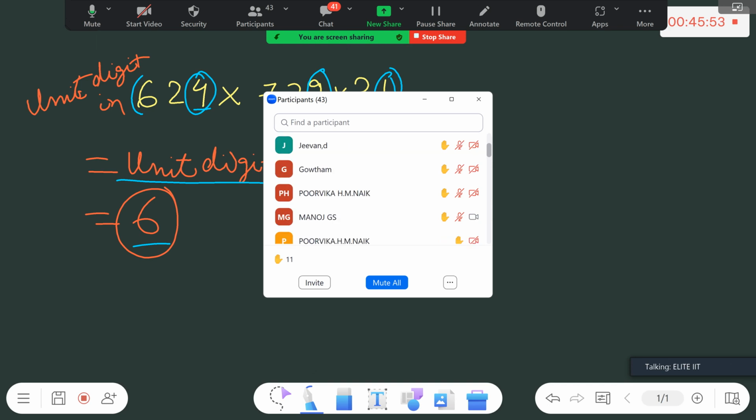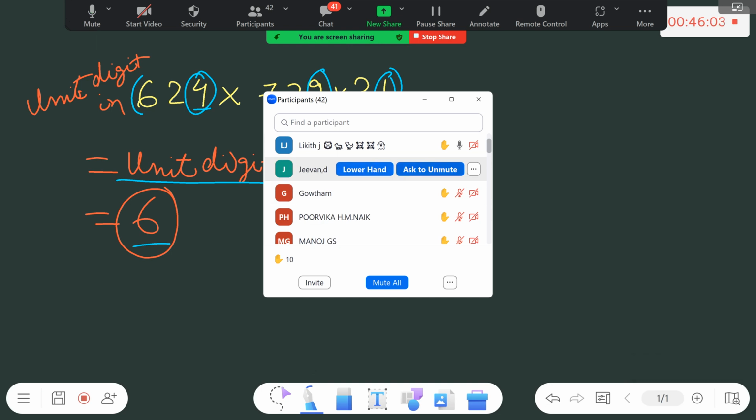Jeevan, you can unmute and ask if you have any doubt. Yeah, tell me. Okay, now tell me if you have any doubt. Do you have any doubt to ask?